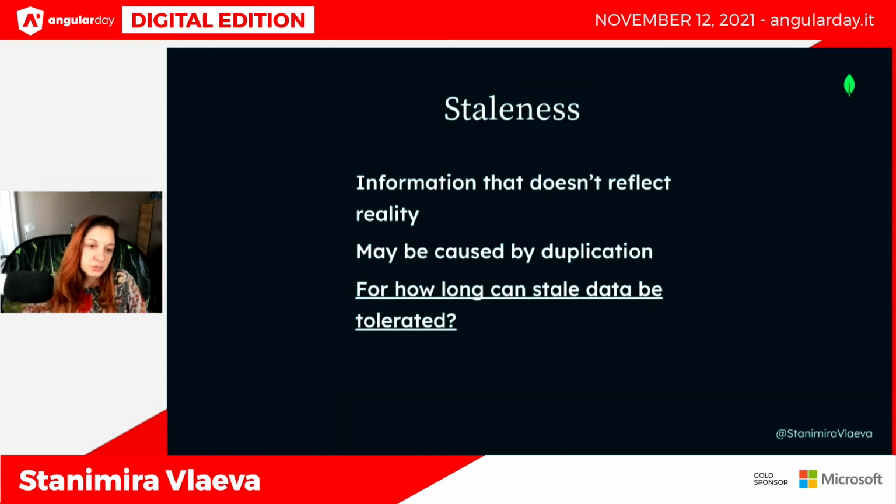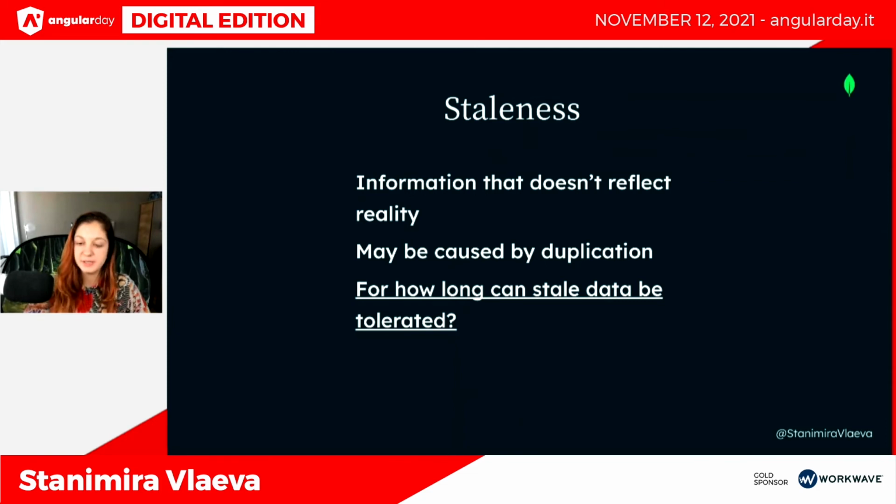And when I say managing duplication, what I really mean is managing stale information. Stale information is information that doesn't reflect reality anymore. In the examples that we're looking at, staleness is caused by duplication. It can be caused by other things, but we'll just discuss the duplicated stale information. And staleness is inevitable if we are dealing with duplication. The actual question that we should answer is, for how long can stale data be tolerated?